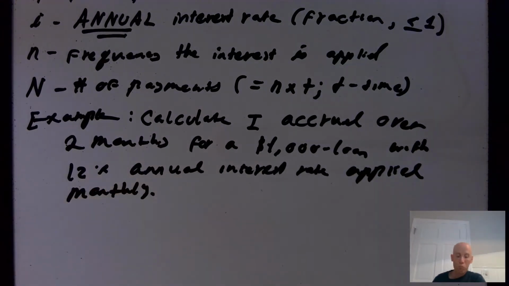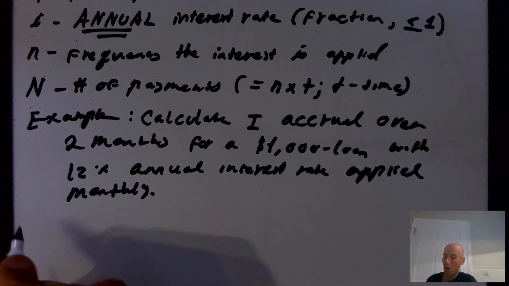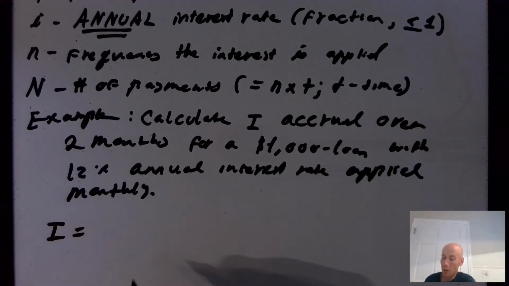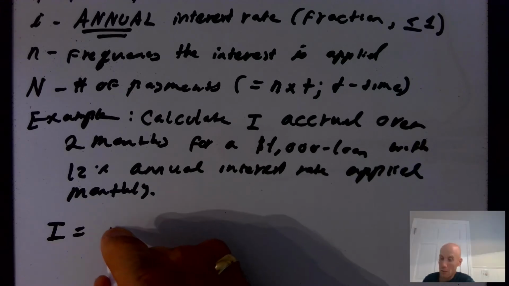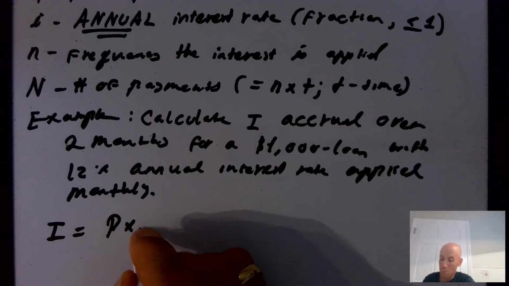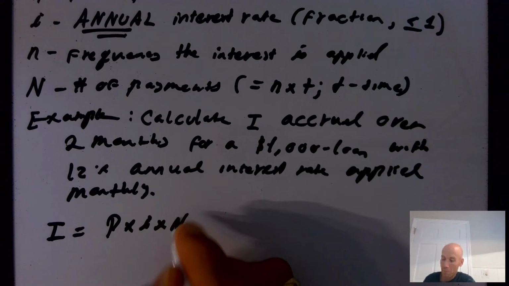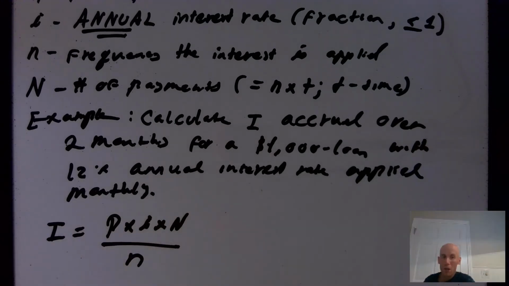So let's try to break this down. We'll make sure that for our equation we're asked for the interest. So we're going to use this, which is for a simple interest scheme. We need to be able to find P, little i, big N, and little n to understand how this may work.